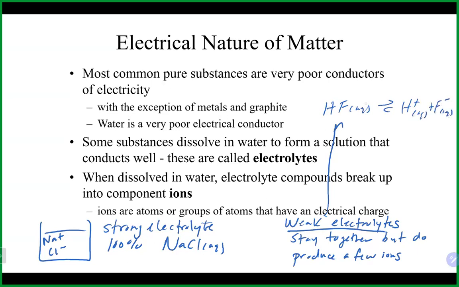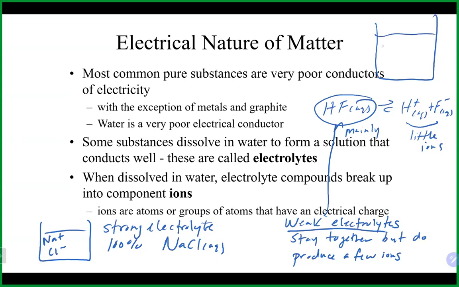So hydrofluoric acid, when it's in solution, will mainly still stay together. That is mainly what you have in a hydrofluoric acid solution. It's pretty much the H and the F still together, but it will be able to break apart a little bit and produce a few ions. So when you look at that solution, you have HF floating around, but also a little bit of H plus and F minus.